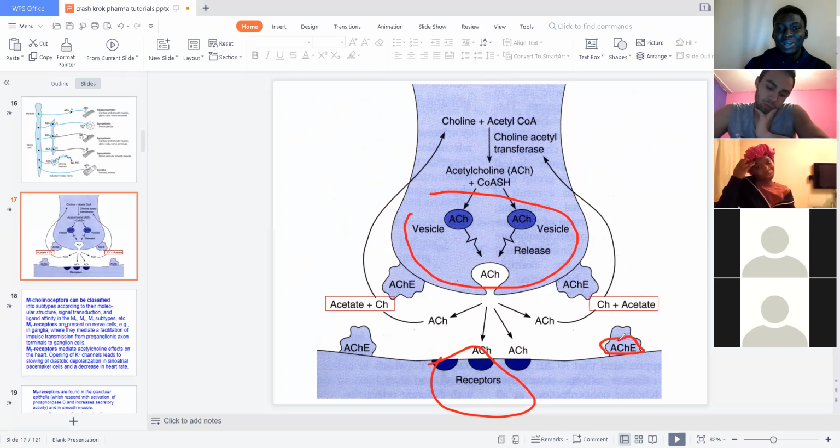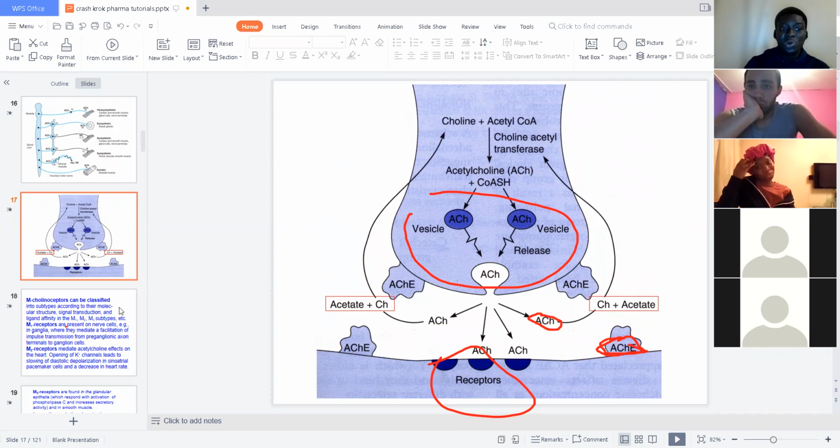acetylcholinesterase. So what's the function of acetylcholinesterase? Its function is to break down the acetylcholine in the synaptic gap. So it's going to break down acetylcholine so it can be reused back in the presynaptic membrane. So this is very important for KROK, acetylcholinesterase.